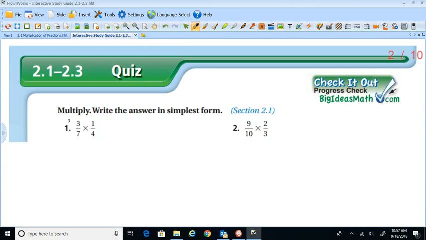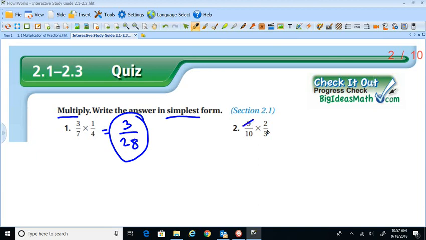Numbers 1 and 2, right here it says multiply, and always write your answer in simplest form. You must always simplify. So step 1, we look to see if we can cross simplify. We cannot, so we multiply across. Numerators, 3 times 1, 3. Denominator, 7 times 4, 28. 3/28ths, and we always double check to see if we can simplify it any further. We cannot. Final answer.